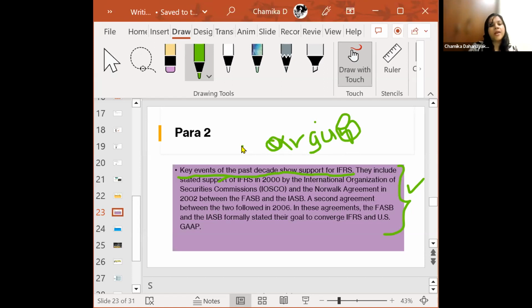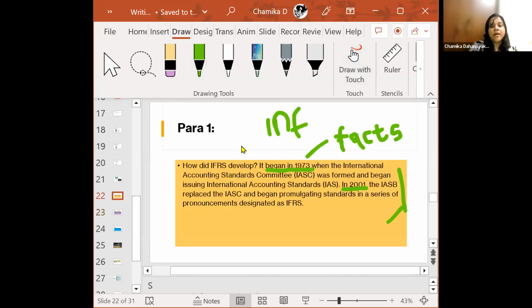Then look back at the paragraphs: the first paragraph is an informative paragraph, right? So the first paragraph is an informative paragraph. Why? Because it gives a lot of facts and information, so it is called informative writing.